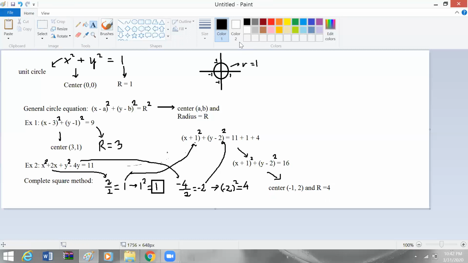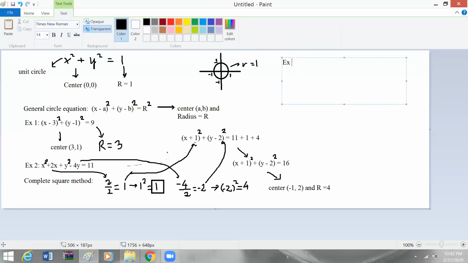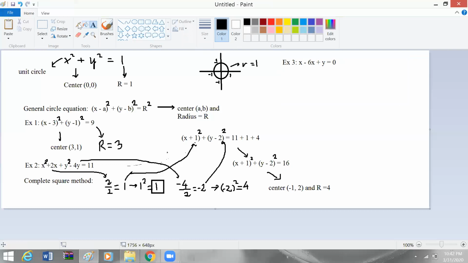So let's try out another example and see how we're going to deal with that. Example 3, we can try x squared minus 6x plus y squared equal to 0, for example. Let me just put down a square on the top of it.